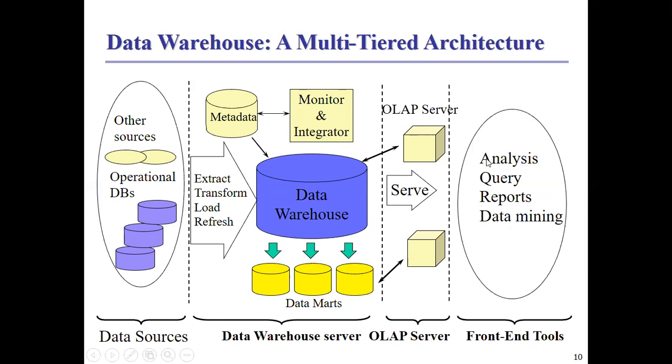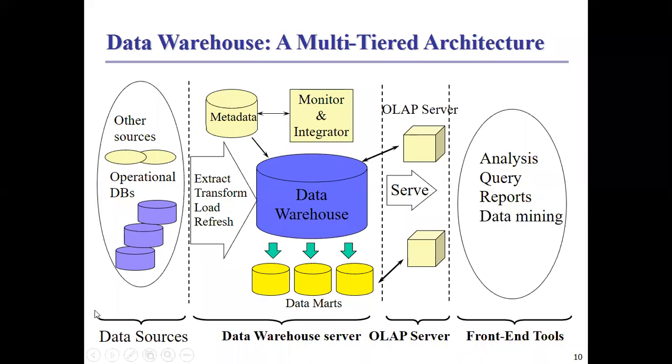Suppose you are going to use a tool which can perform trend analysis or pattern analysis in data mining, or a tool which can perform some sort of prediction analysis. That can be used by the user through the interface at the top tier, or front end tool tier. That's why it's called front end tools: they work as the front end of the system, through which the user can communicate with the actual data warehouse system or data warehouse servers.